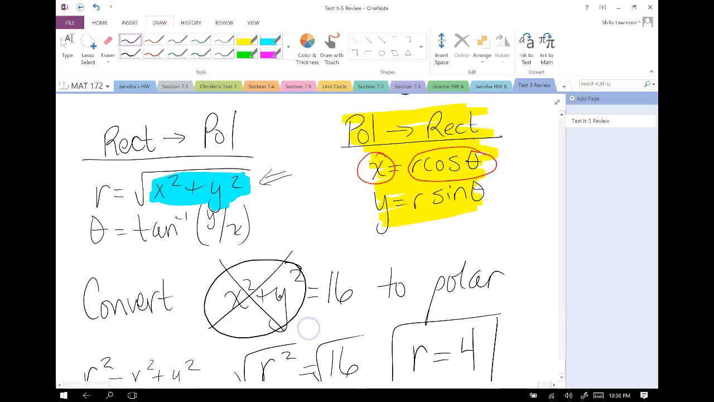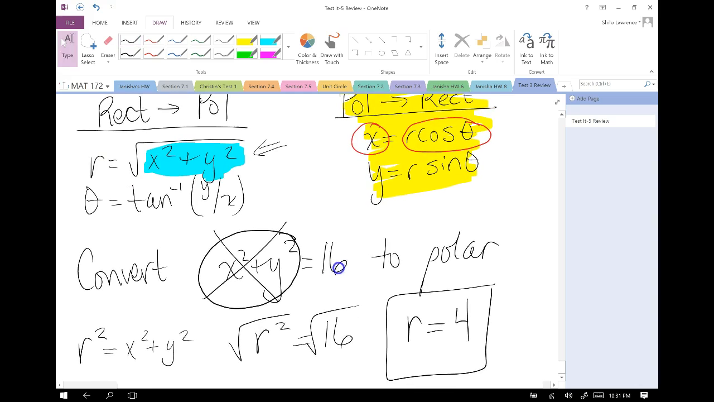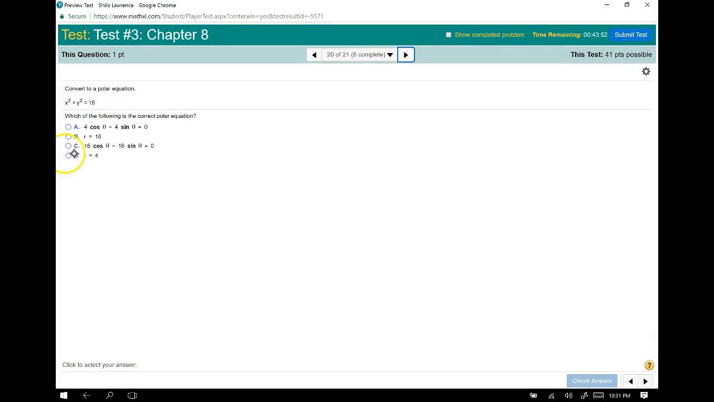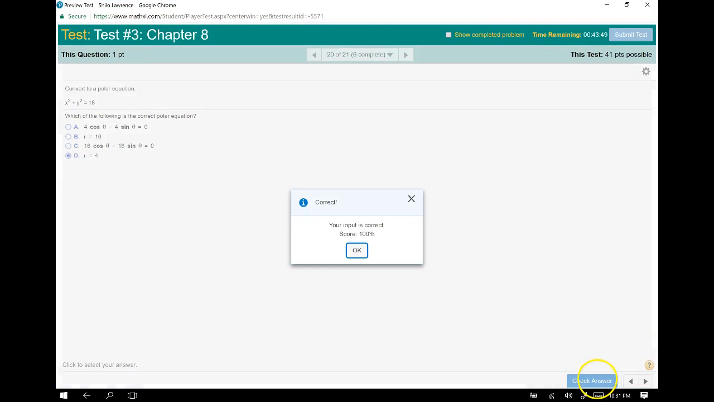X squared plus y squared is r squared if we go ahead and get rid of that square root. And then replace x squared plus y squared with r squared, and then polar equations, we like them solved for r if possible. So we square root both sides and get r equals 4. And that is one of our options.